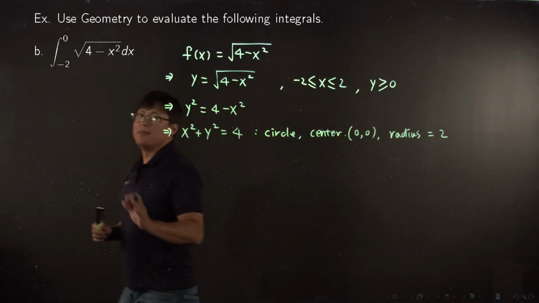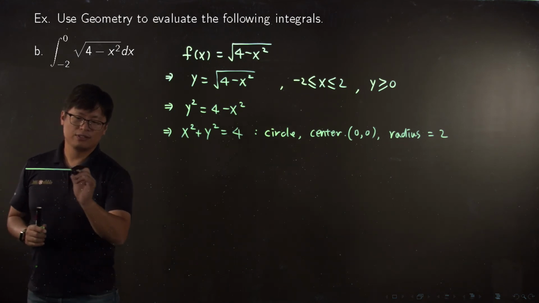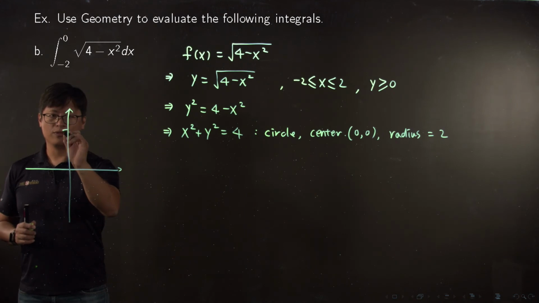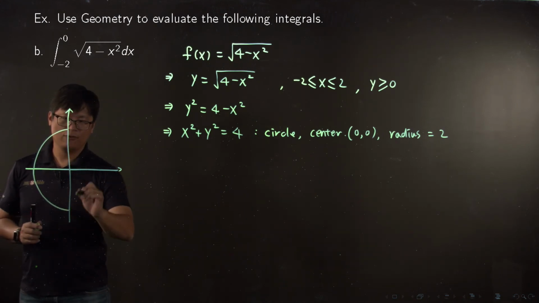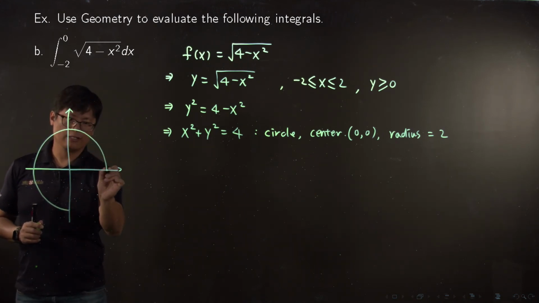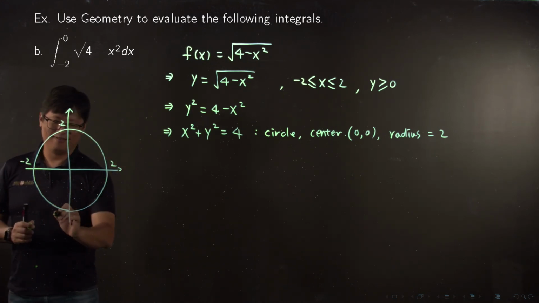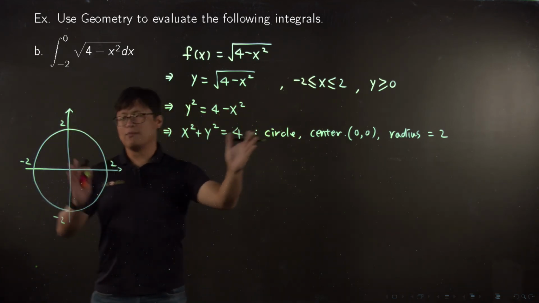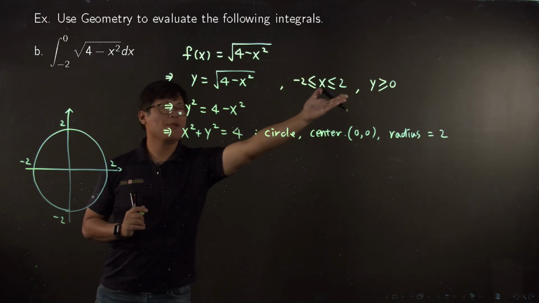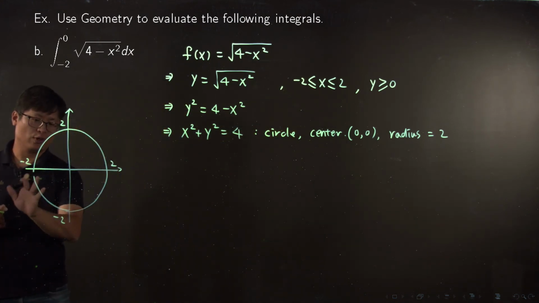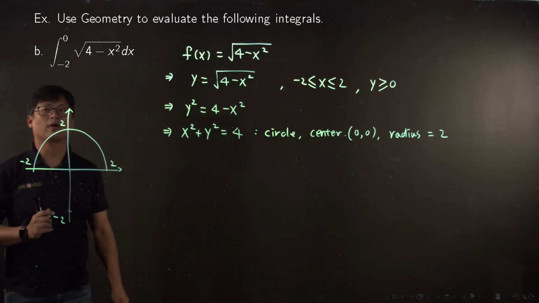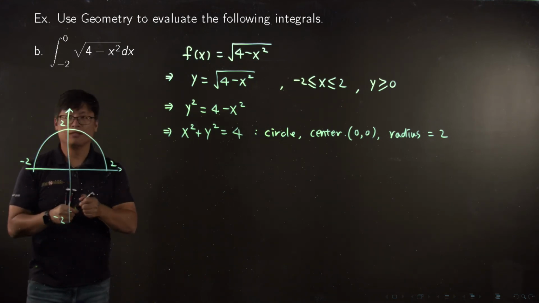So now, let me give you the figure of this. Circle, radius is 2. If you have a beautiful mind, you can see the perfect circle. As we figured out, your domain is from -2 to 2, and your y value must be greater than 0. So we do not have this part. Let me erase it really quick. It's not yours. And for your integral, look at that.